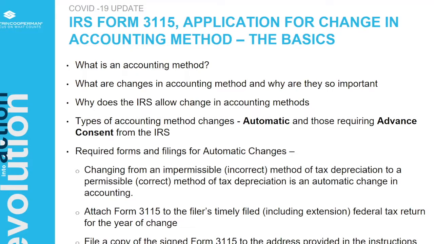What is an accounting method? Well, an accounting method is a set of rules that determines the time, meaning tax periods, for reporting income and expenses. When you think of accounting methods, I think of cash versus accrual, the method of depreciation, and so on.